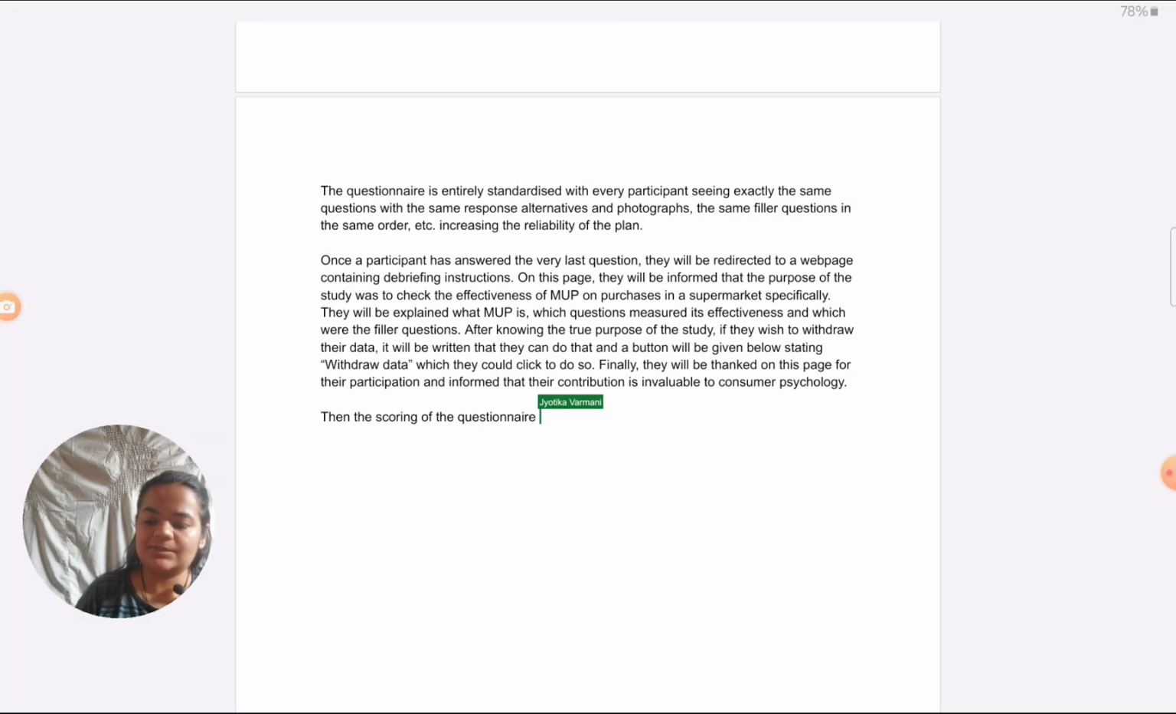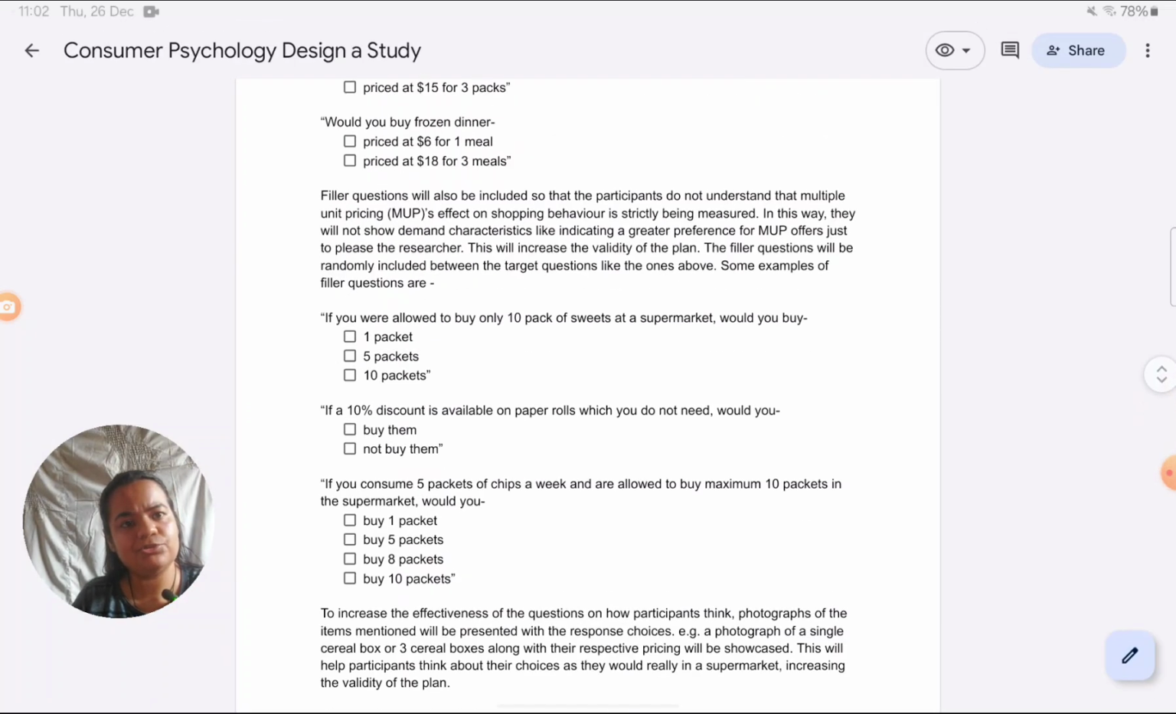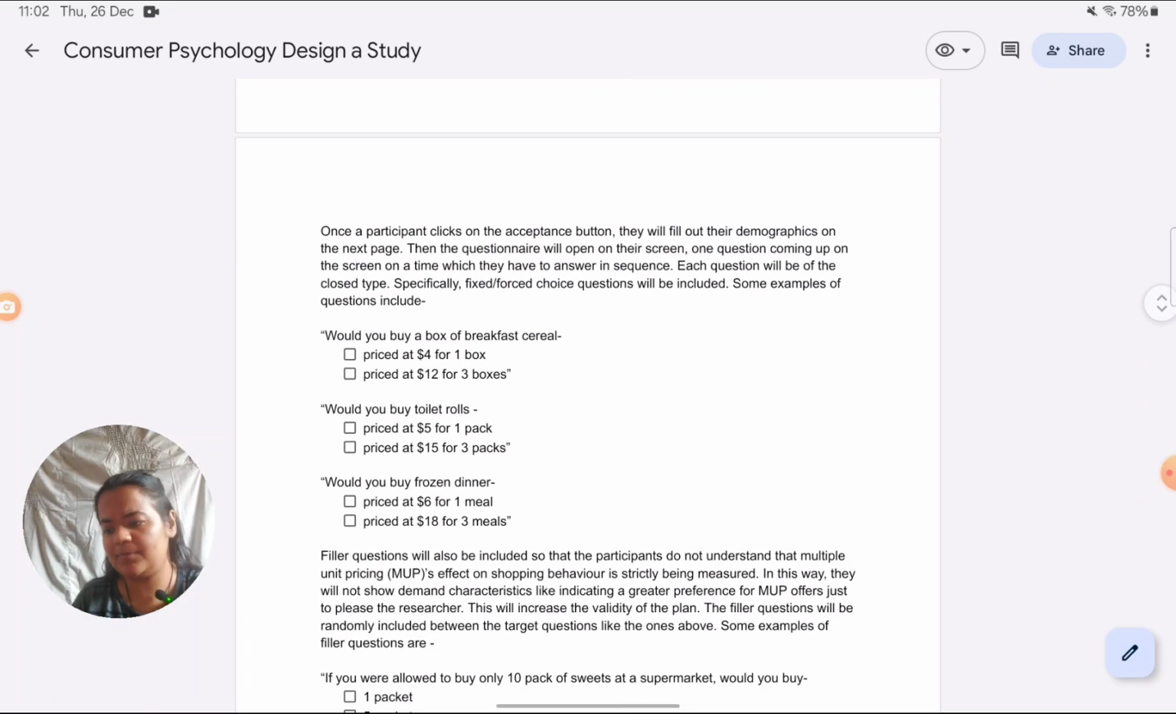Our interest is only in multiple unit pricing. So of course we will not be scoring the filler questions. Keeping the filler questions aside, only those questions pertaining to MUP will be scored. Now the way I have phrased those questions, just to take a look at it again, these were my MUP questions, of course just samples, not all of them.